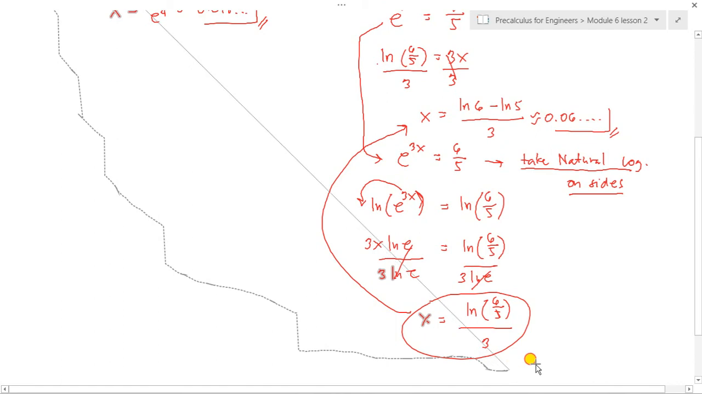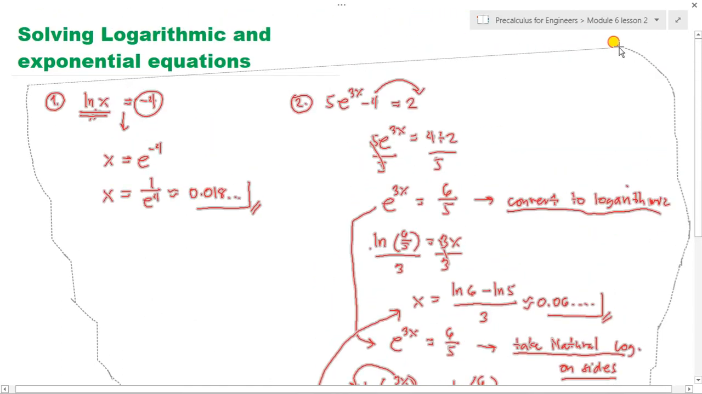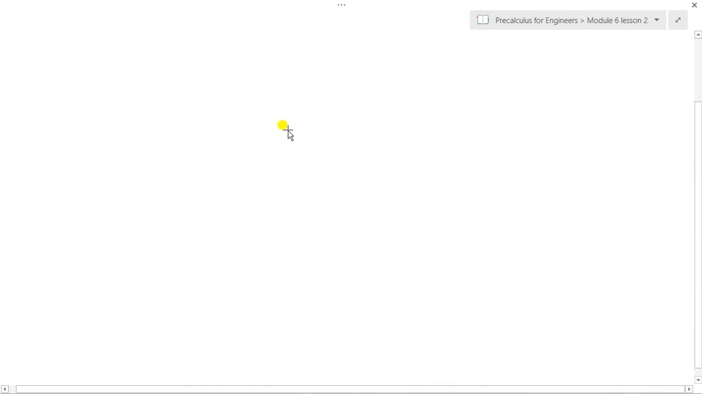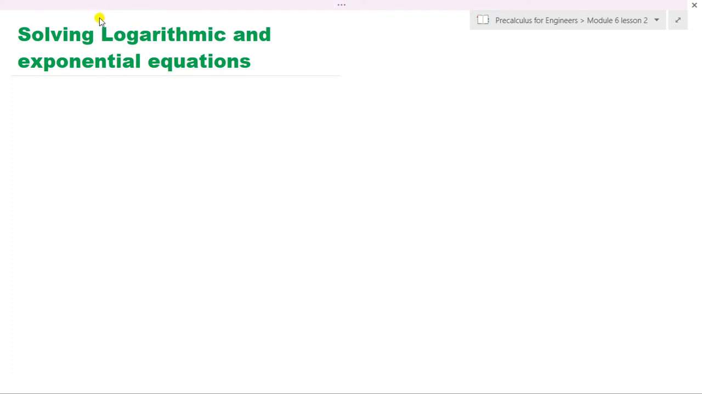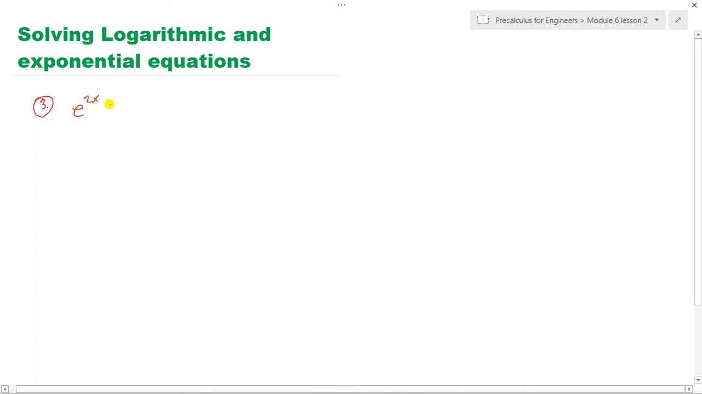Now, for the next example, class, it's a bit fancy and a little tricky. So, for the next example, let's say you are given, for example, number 3, e raised to 2x minus 3e raised to x plus 2 is equals to 0.